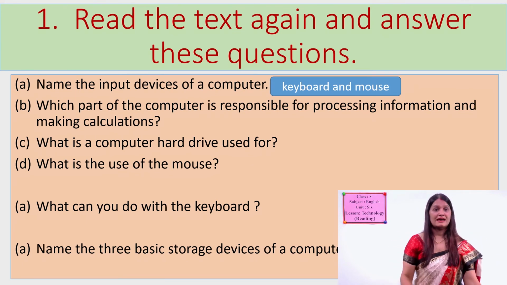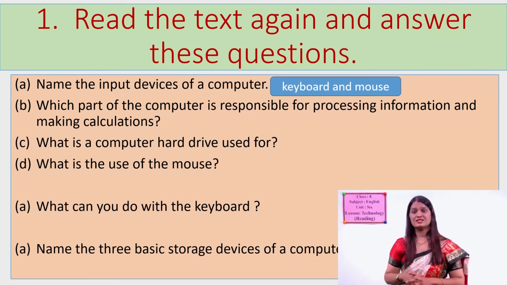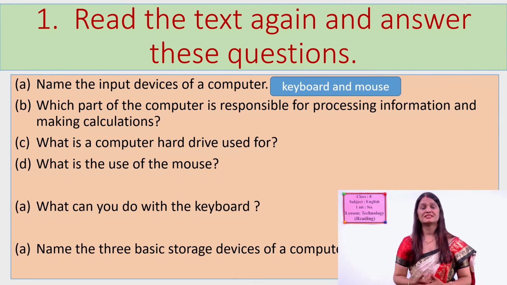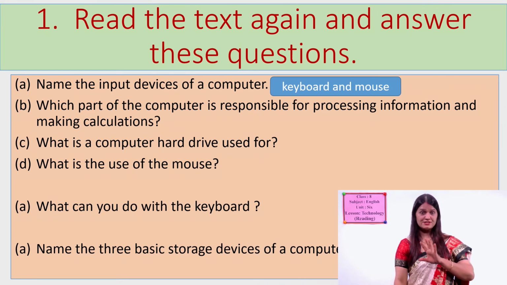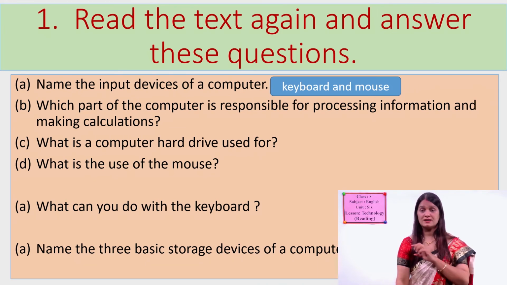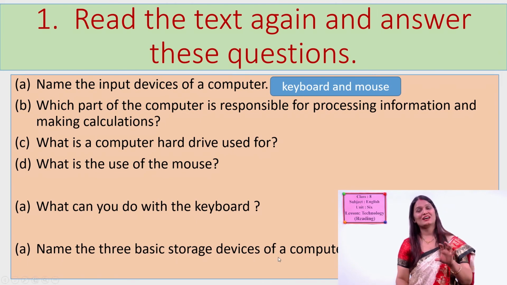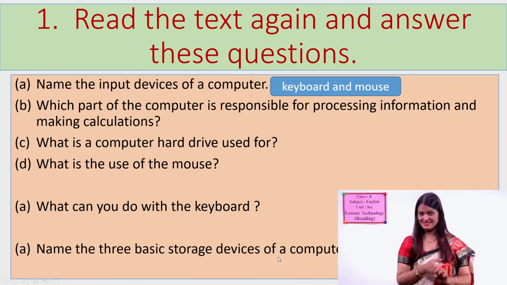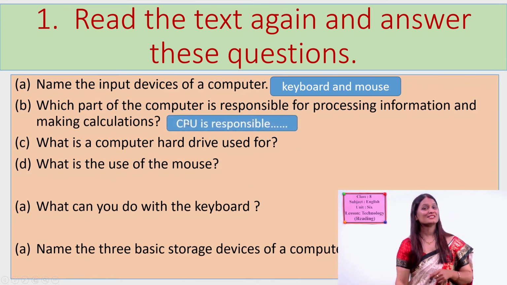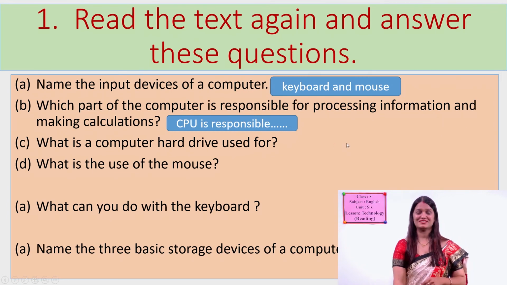Okay. And which part of the computer is responsible for processing information and making calculation? I have written here only the words, but you have to write complete sentence. As I have told you, you are writing complete sentence. So which part of a computer is responsible for processing information and making calculation? Yes, you are right. CPU is responsible for processing information and making calculations.